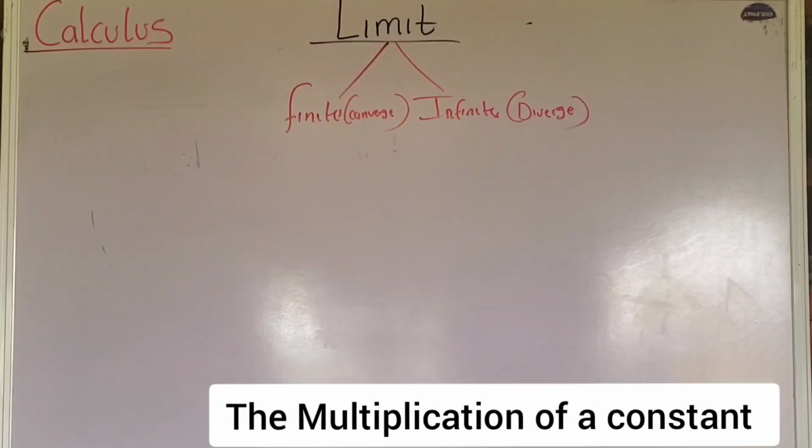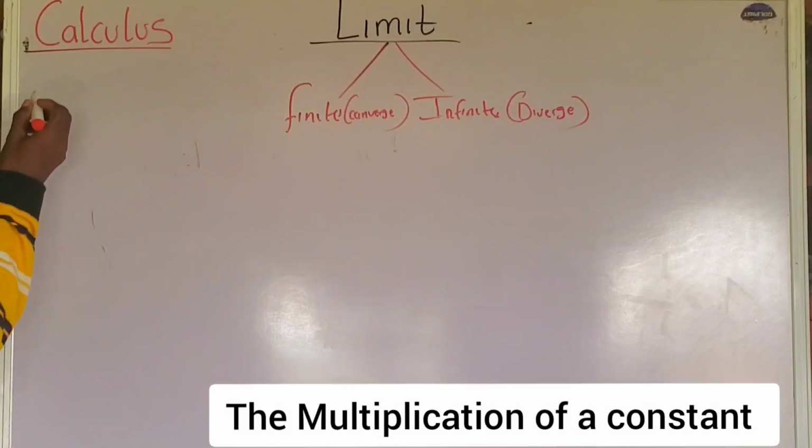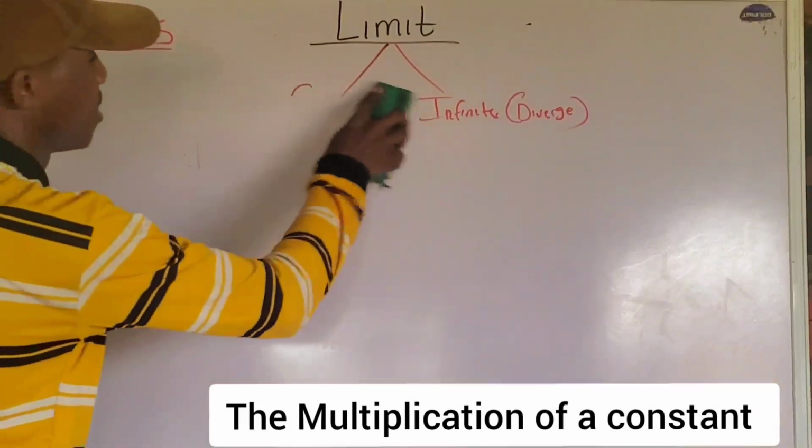The first rule is the multiplication of a constant. Rules of limits.